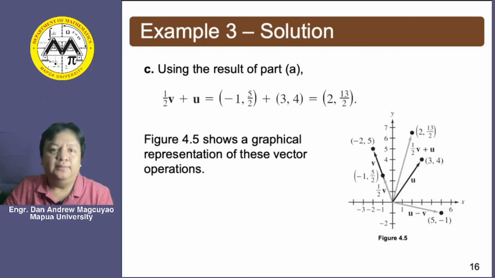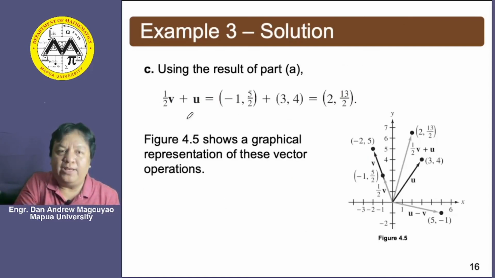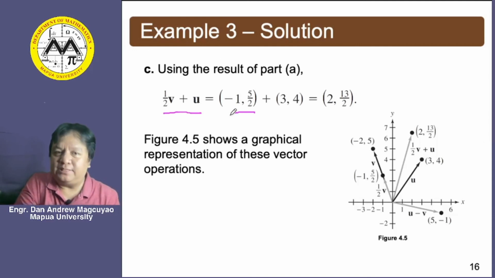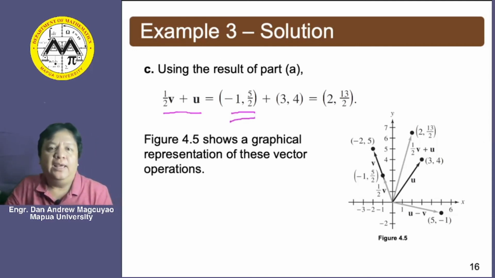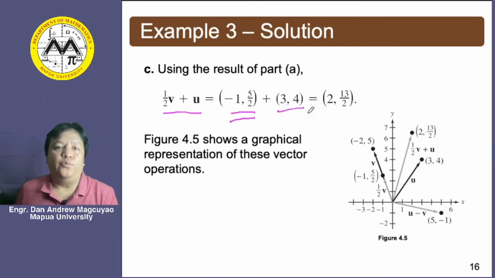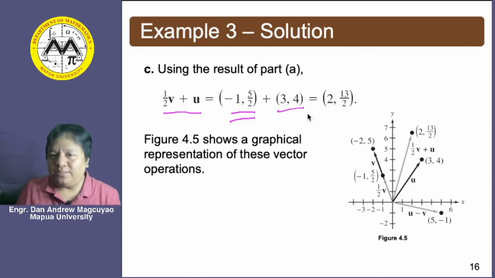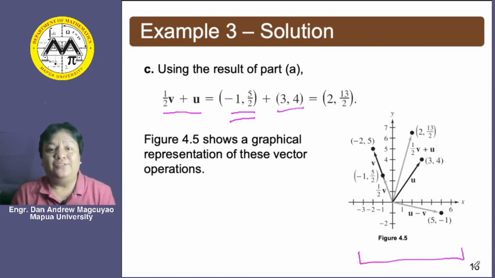And lastly, if we want to solve for 1/2 v plus u, first we multiply v by 1/2. So this is the result from letter A. And then we add u, so we add 3, 4. Negative 1 plus 3 is 2. And 5 over 2 plus 4, you may use your calculator for this, would be 13 over 2. So this is the graphical representation of all the things that we have just computed.